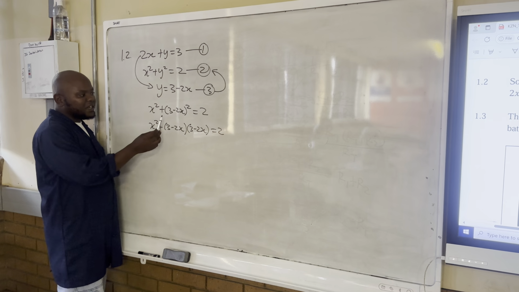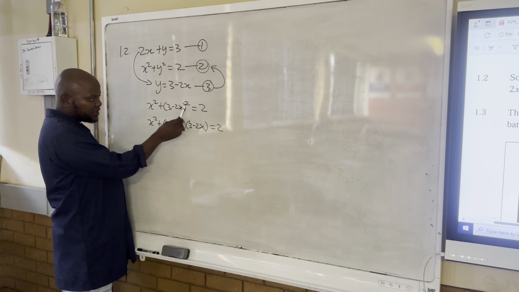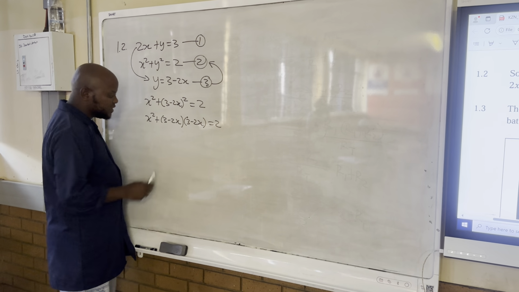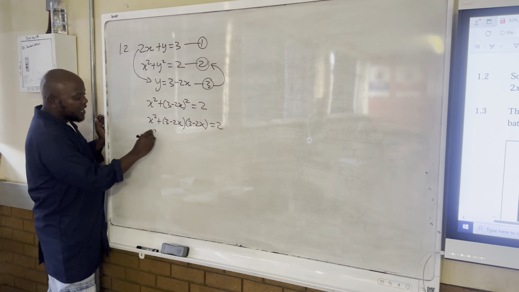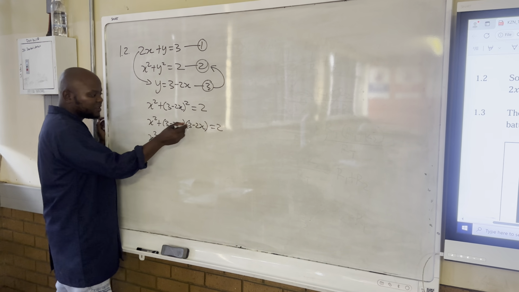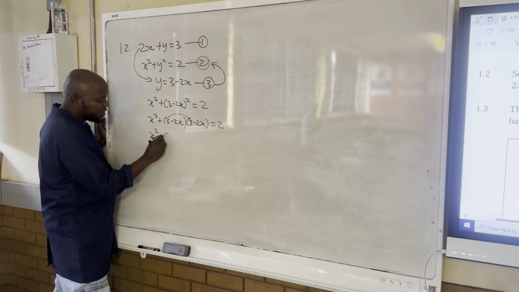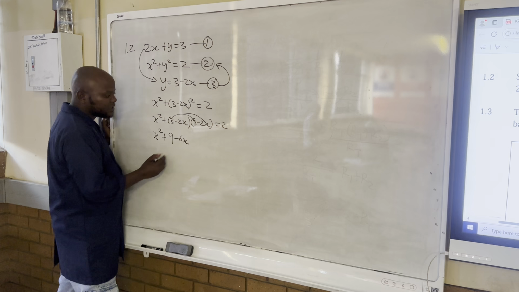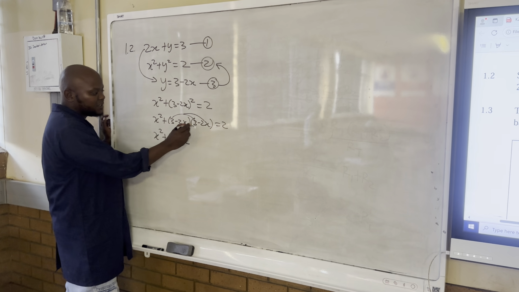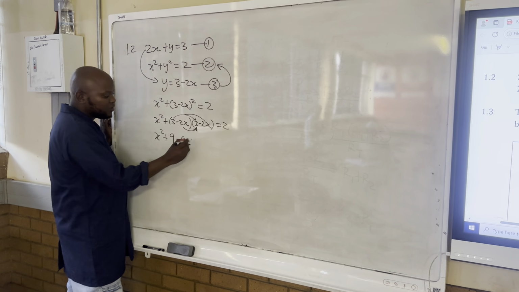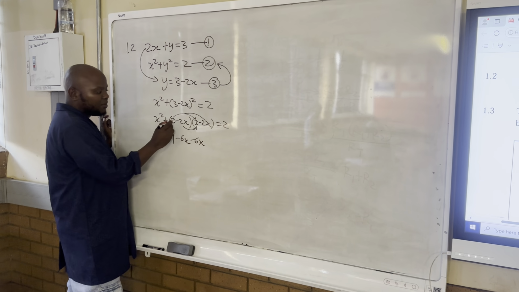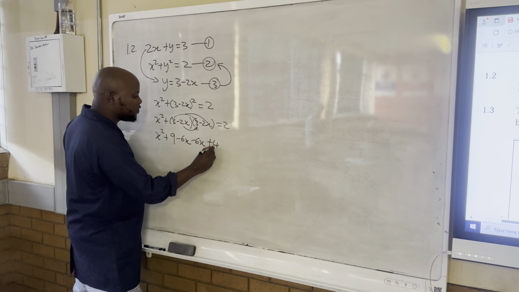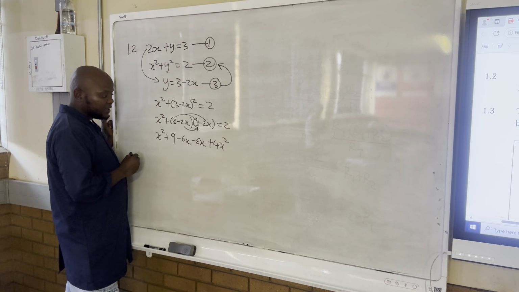So we are opening two sets of brackets, because the square simply means we have two identical brackets. We have x squared plus 3 multiplied by 3, which is 9. And 3 multiplied by 2x is minus 6x. Then this multiplied by this is also minus 6x. Now minus 2x multiplied by minus 2x is plus 4x squared.